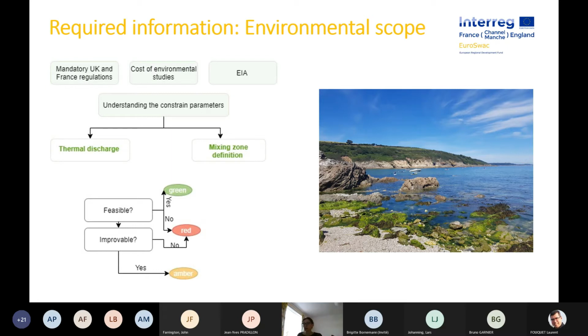Then we will ask a question, is it feasible? If it's definitely yes, we'll give it a green light and go for it. If it's definitely no, it will be red light. But then with the no, we will also see if it's improvable. And of course, if it is improvable, we'll give it an amber light and some potential for further optimization.